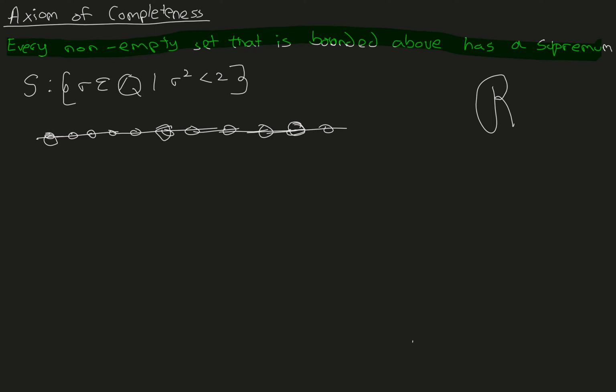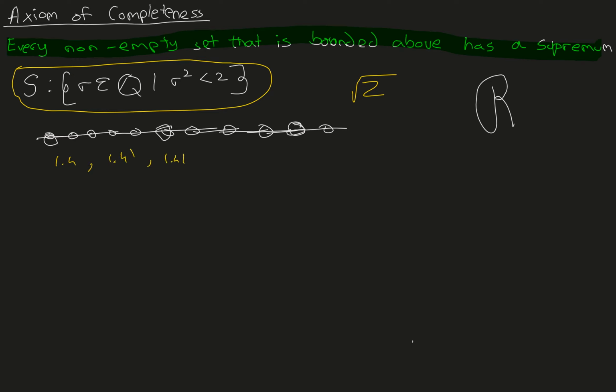Well, consider this set. The set S contains all rational numbers which are less than square root of 2. So, for example, it contains 1.4, 1.41, 1.414, 1.4142, and so on and so forth. And you can see this is basically just gently heading to root 2.